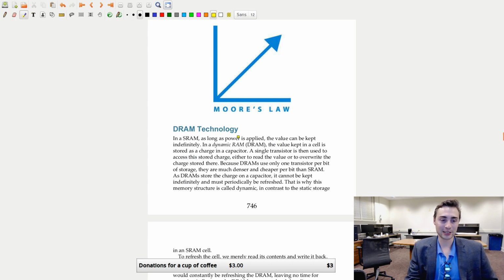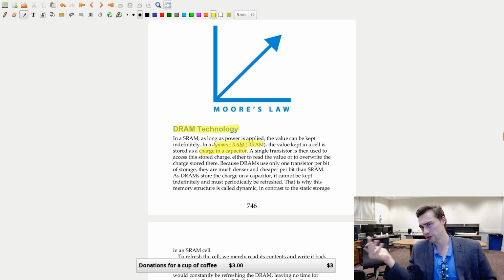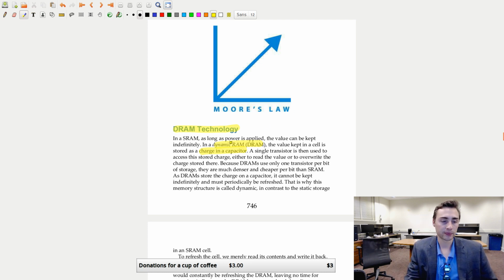Okay, so let's talk about DRAM now. In SRAM, as long as power is applied, the value can be kept indefinitely. But in dynamic RAM, we need that refresh like we were talking about. The value is kept in a cell and stored as a charge in a capacitor. Now, capacitors leak. They're not perfect, so that's why we need to refresh it. And then a single transistor is used to access this stored charge, either to read or to overwrite the charge stored there.